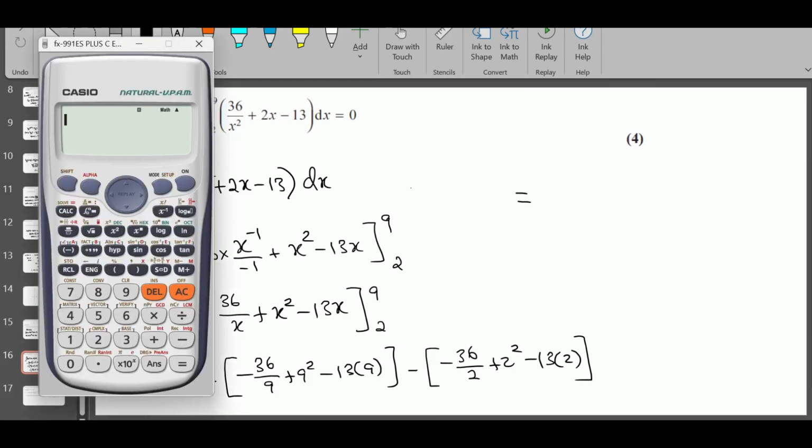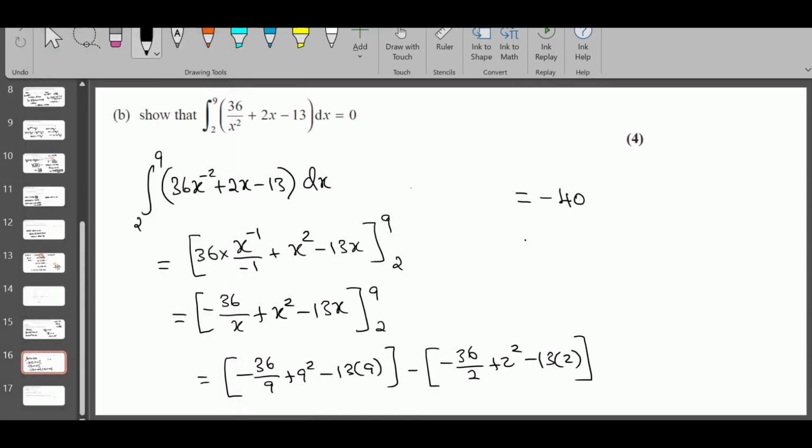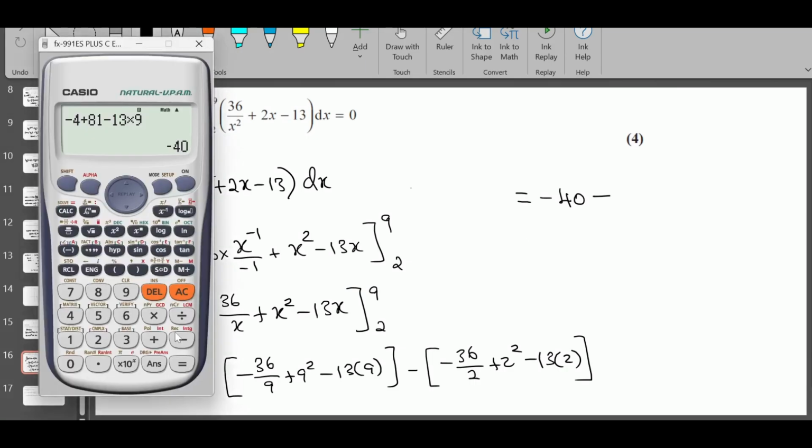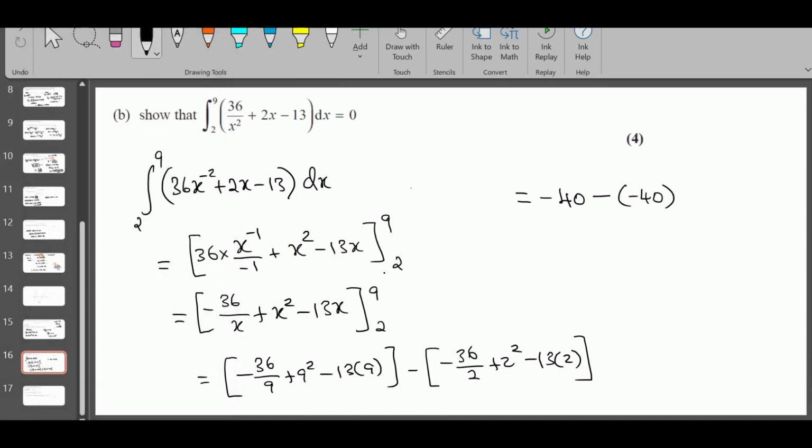Okay, minus 36 over 9 is minus 4, plus 9 square minus 13 times 9, minus 40, minus lower limit, minus 36 over 2 is minus 18 plus 2 square minus 13 times 2, minus 40. You don't need to actually write this step, you can straight away write 0. That's all, it's a 4-mark question.